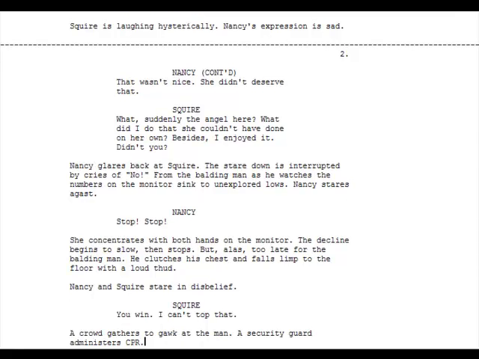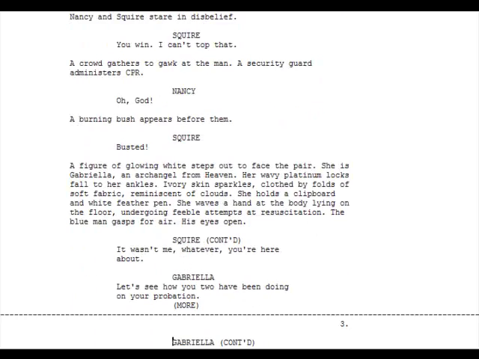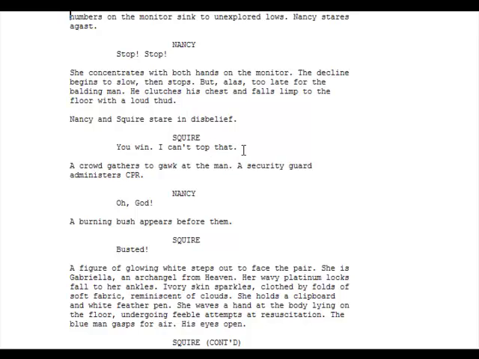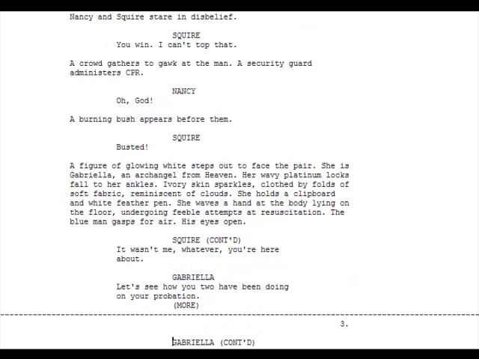Now, this, by the way, is subtext for anticipatory dialogue. Squire says, "You win." I can't top that, but he actually had topped it, right? But him saying that is implying that this competition is going to continue, because he now is going to do what he can to top something. Anyway, here's the second piece of anticipatory dialogue. Busted. Nancy says, "Oh God," right? Implying something's going on. Squire says busted, also anticipatory dialogue, implying that something is about to happen.